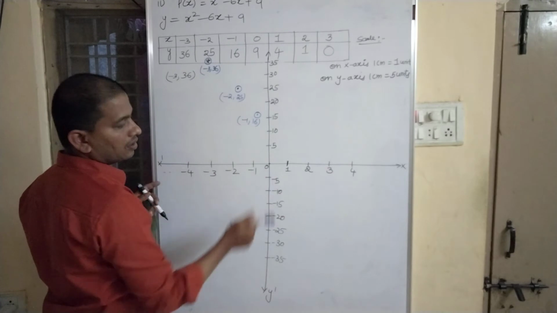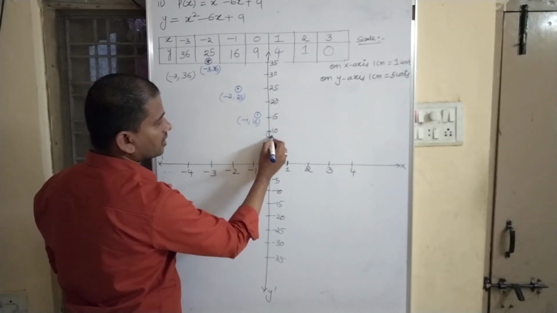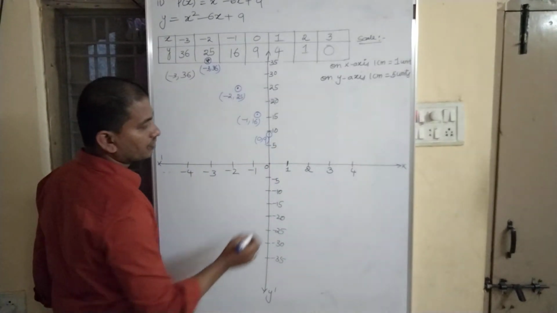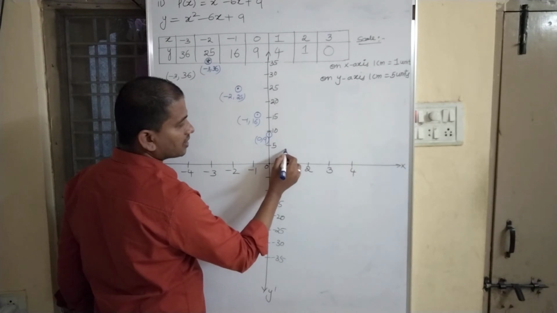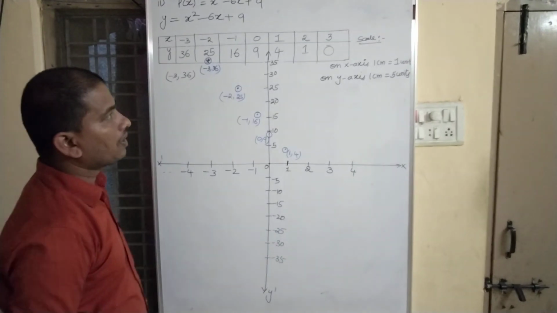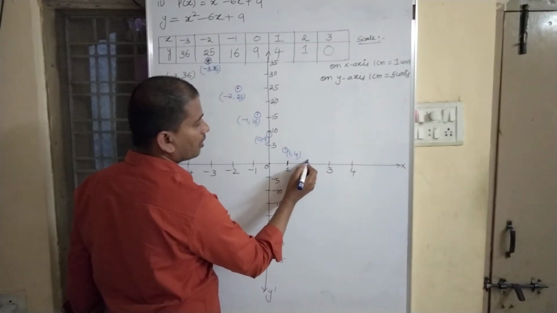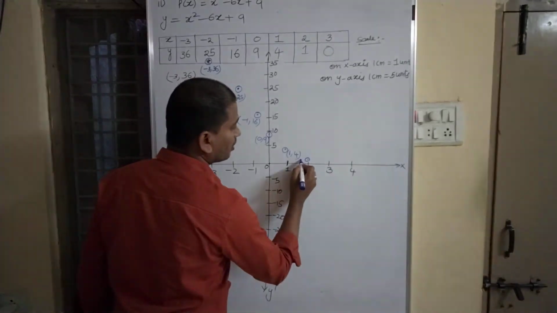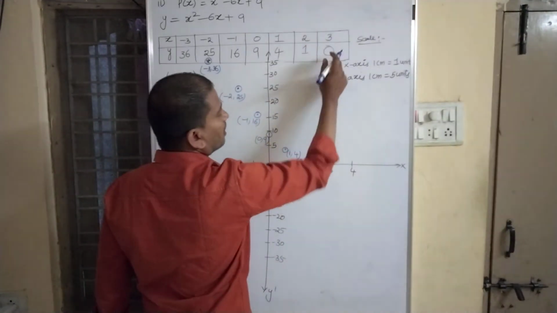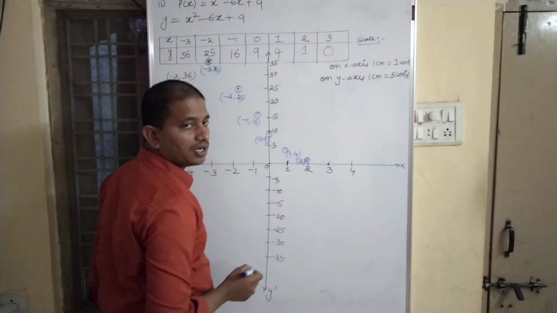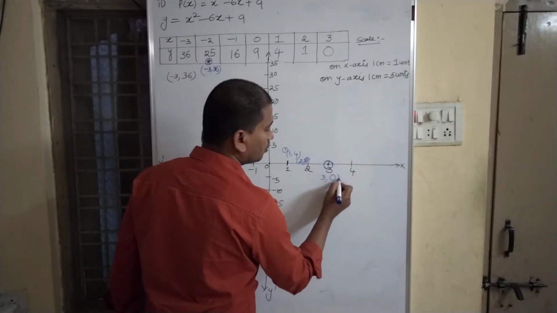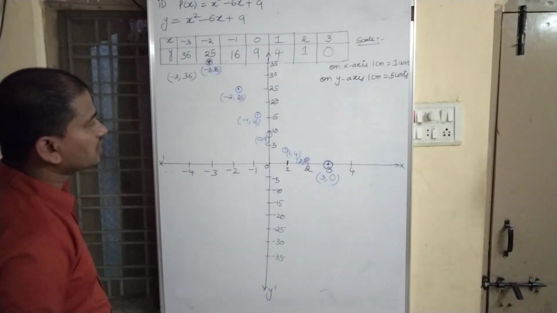Next, 0 comma 9. On the x-axis 0 and on the y-axis 9, which is our point 0 comma 9. Next, 1 comma 4. On the x-axis 1 and on the y-axis 4. Next, 2 comma 1, which is our point 2 comma 1. And the last one is 3 comma 0, on the x-axis 3 and on the y-axis 0. Let me join these points.